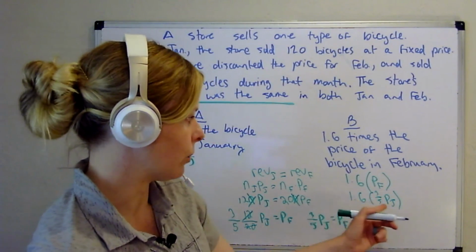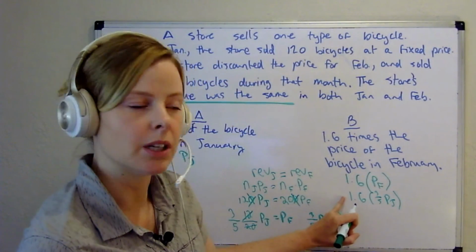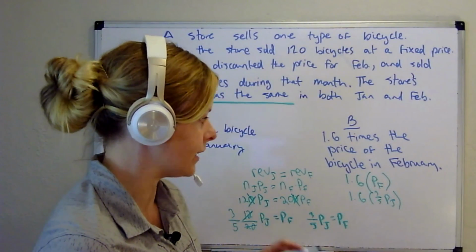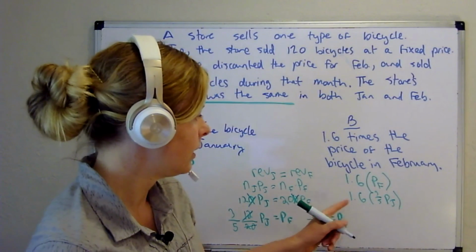You could go ahead and work with your calculator if you really wanted to here. I think it's easier to work with fractions. So I'm just going to go ahead and convert this into a fraction and then work out exactly what I've got here that I'm multiplying my price in January by.